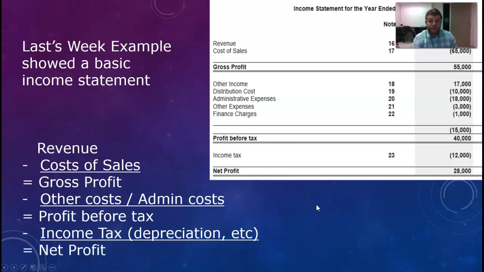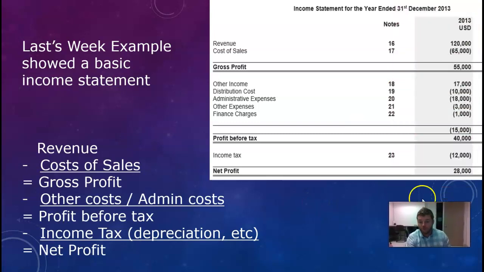We also looked at basic income statements, which we reviewed and you have done an assignment for. The basic formula would be revenue minus cost of sales equals gross profit. Then we subtract other costs or any administrative costs, which is profit before tax. And then we subtract any income tax or depreciation and all of those government instituted costs. And then that gives us our net profit or our net loss.